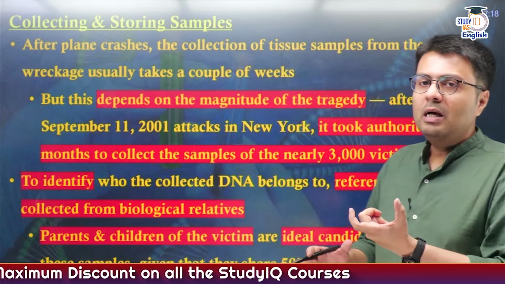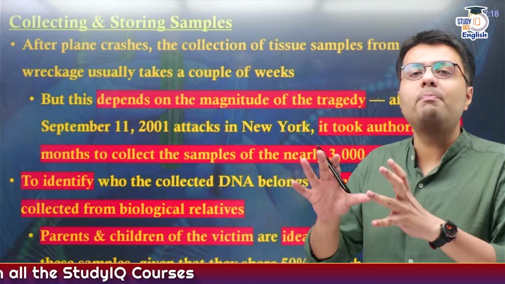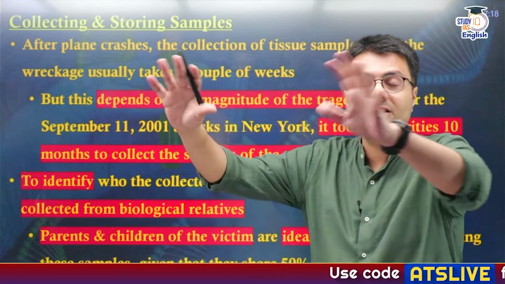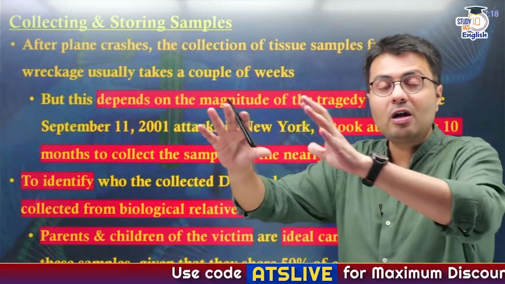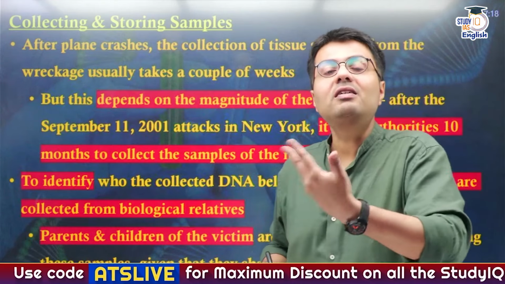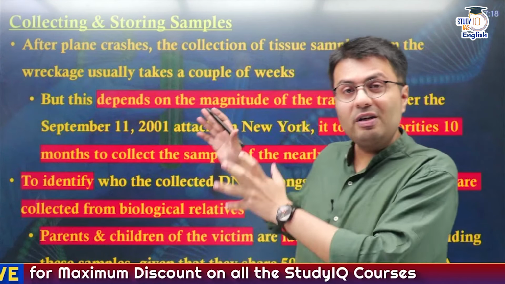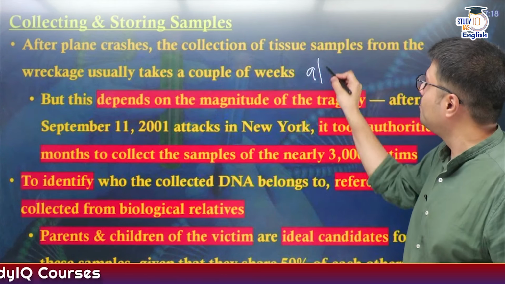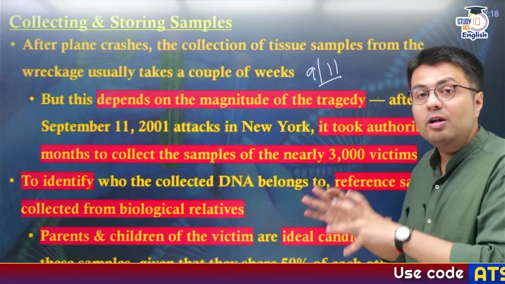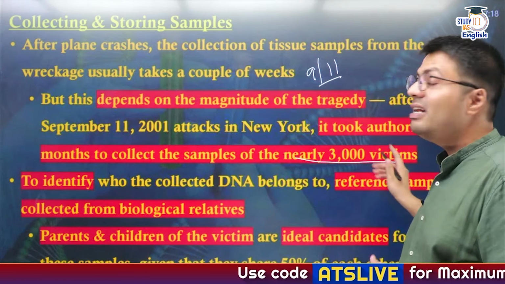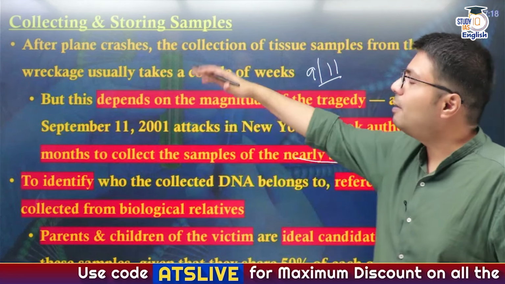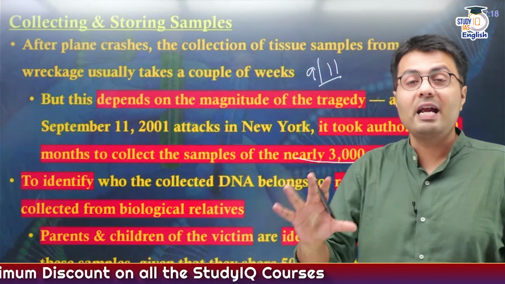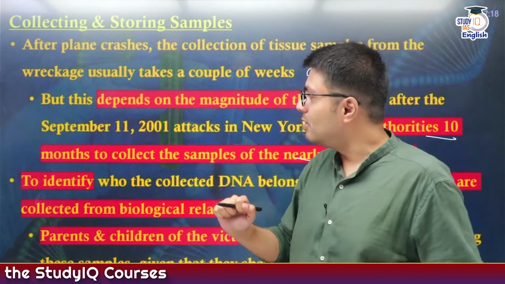Now you understand the collection and storage of samples may also depend on the scale of tragedy. If the scale of tragedy or any incident that has happened spreads over a large duration or a large geographical extent, it makes it difficult for the investigators to collect the samples. For example, during the plane crashes that happened during the 9/11 terrorist attack in the US, it took authorities as much as 10 months to collect the entire DNA samples from nearly 3,000 victims. That is why after a plane crash, it can take a few days to months before you are able to collect all the DNA of the victims that have perished in those incidents.